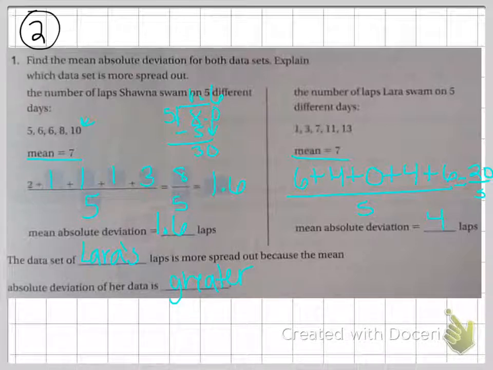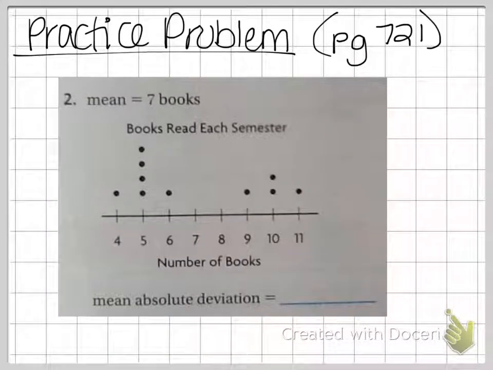All right, here is your one practice problem. You can find this problem on page 721 in your math book. Please find the mean absolute deviation.